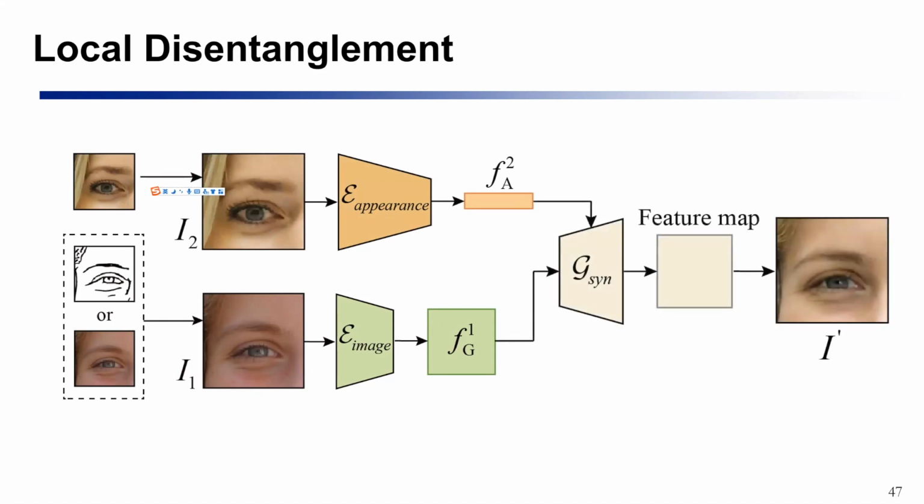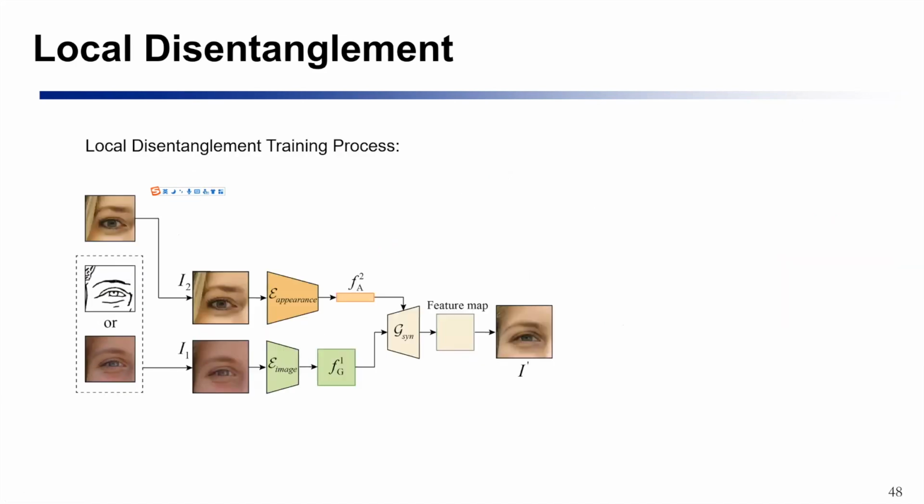Given independent geometry and appearance representations, an image synthesis generator takes them as input and generates reconstruction or swapping results. We adopt the adaptive instance normalization to control the appearance of generated face images.